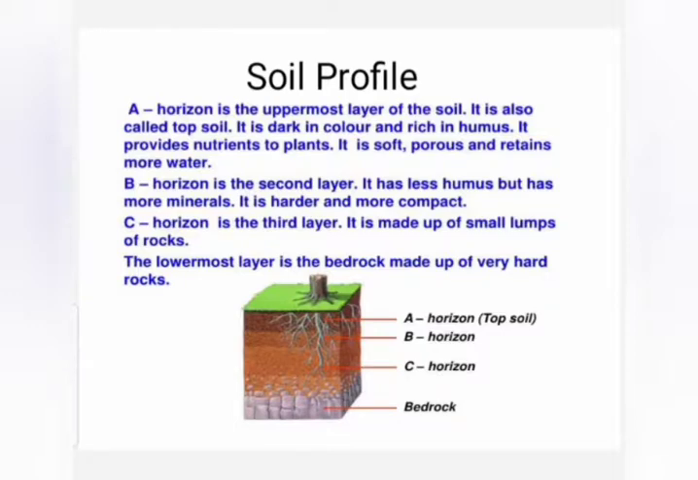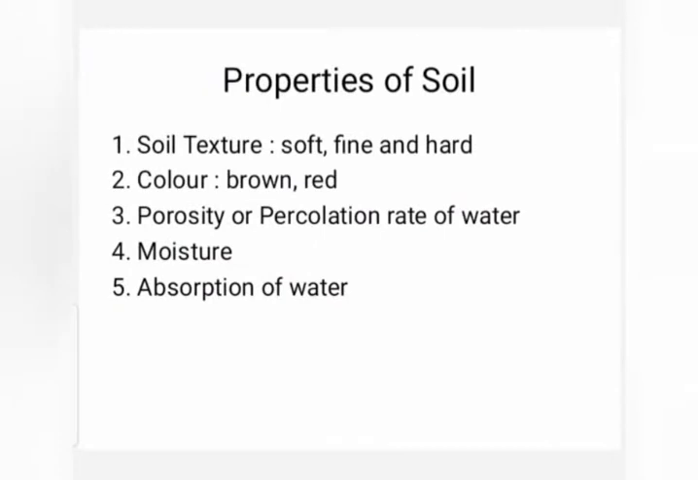Next layer is C horizon. It is the third layer. It is made up of small lumps of rocks. The lowermost layer is the bedrock. It is made up of very hard rocks. Students, practice this diagram.